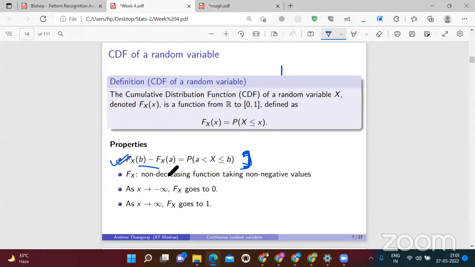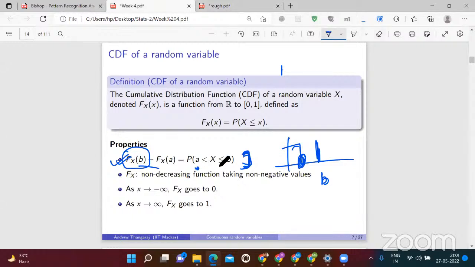Here, what has been written: if you are doing F of B, you are taking the area till B, so B is included. And you are subtracting F of A, which means you are subtracting A also. That's why A is not included. Fine. So this is for the discrete.